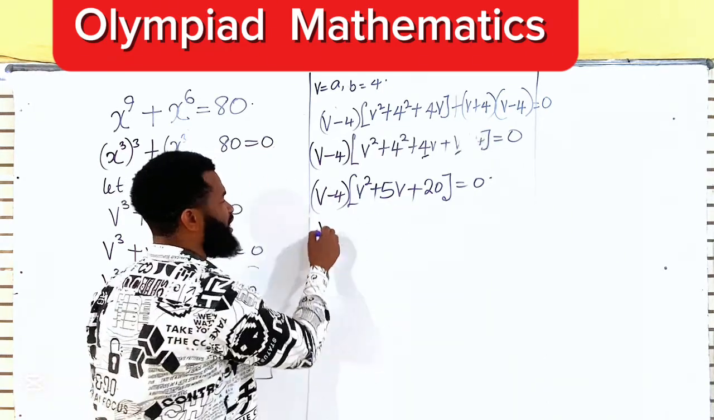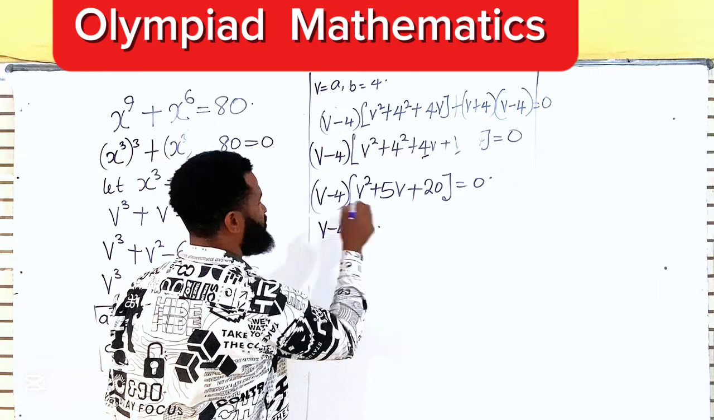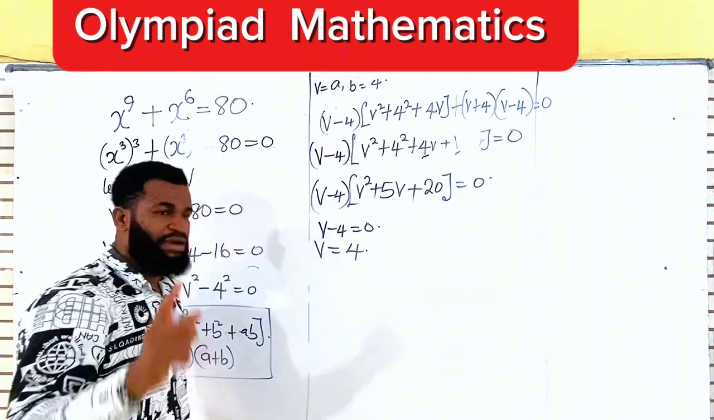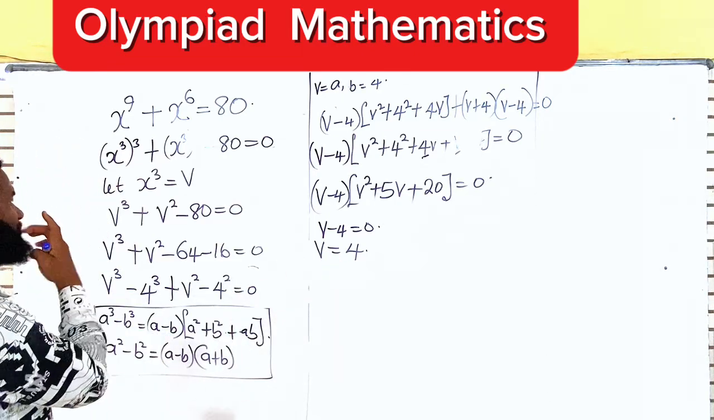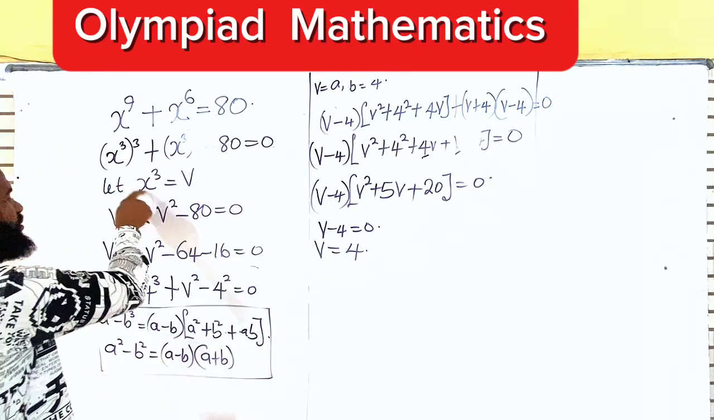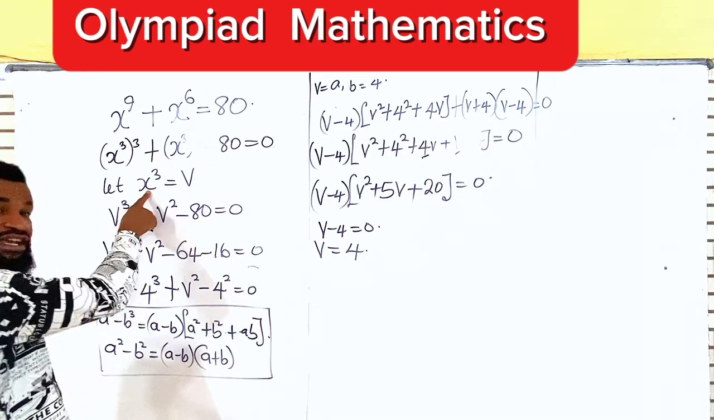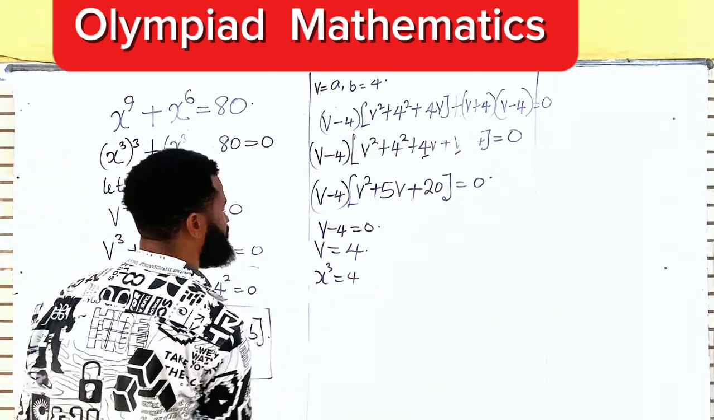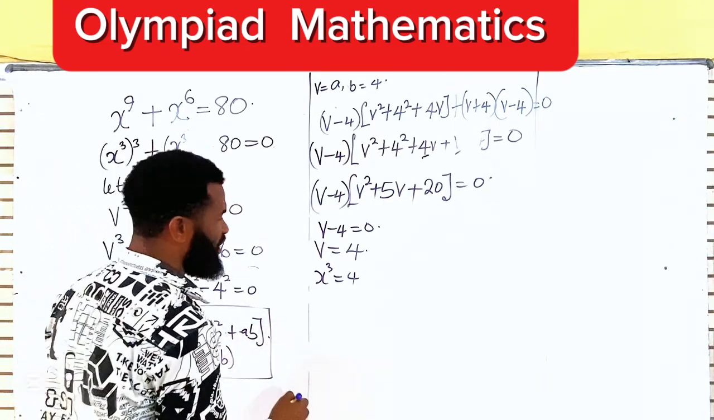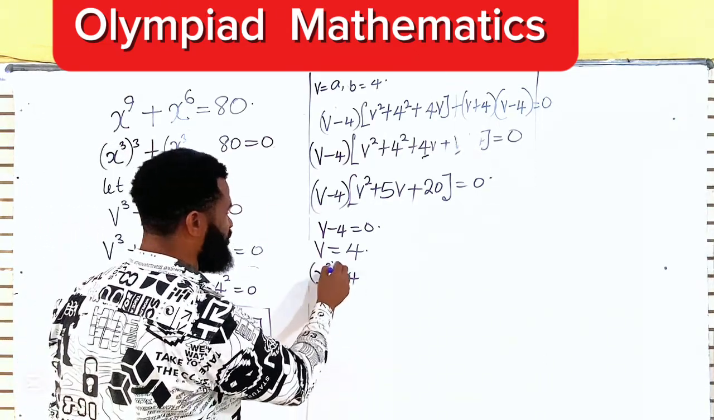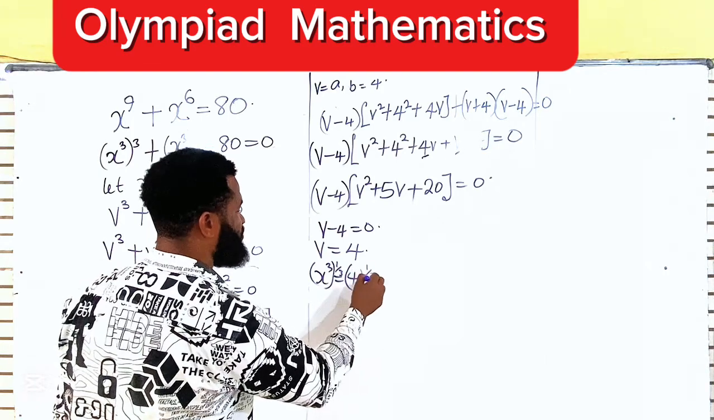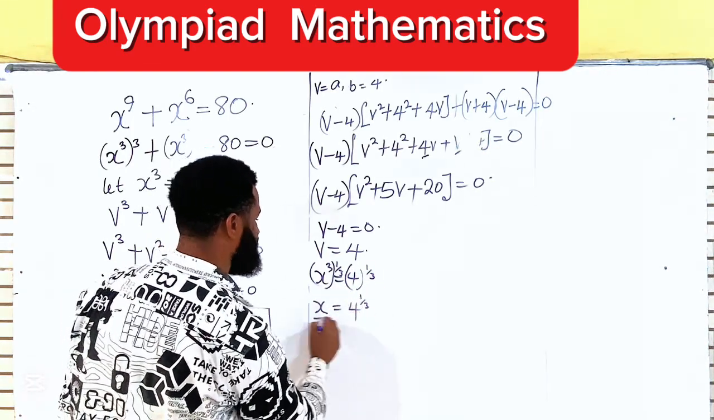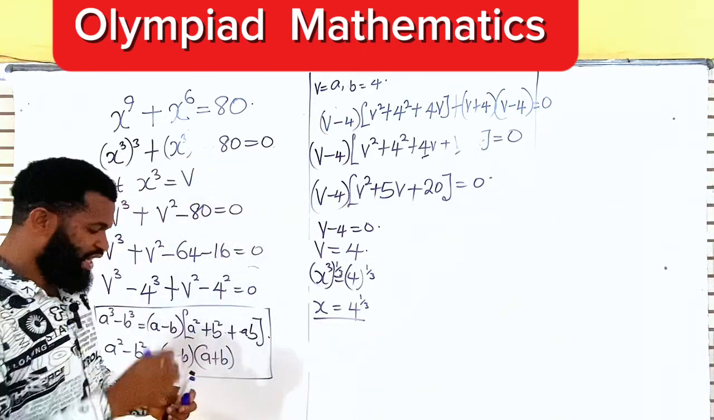So for that reason, I'm going to have V minus 4 is equal to 0, whereby V is given as 4. But remember, I'm not looking for V. This is what I'm looking for, X. So in place of V, I'm going to put X raised by 3. So I'm going to have X raised by 3 is equal to 4. So what should I do? I'm going to raise it to the power of 1 over 3. This implies that X is equal to 4 raised to the power 1 over 3. This is the first value of X.